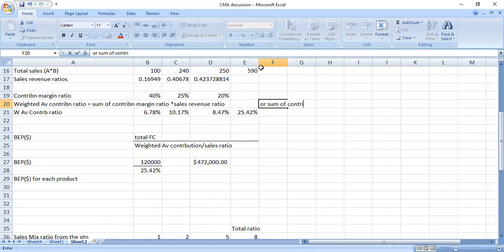Is it contribution per unit, or is it contribution per sales ratio, the one you have there? It's supposed to be contribution per unit, and that one is different. That one is for weighted contribution per unit, not contribution ratio. Contribution ratio. Okay.